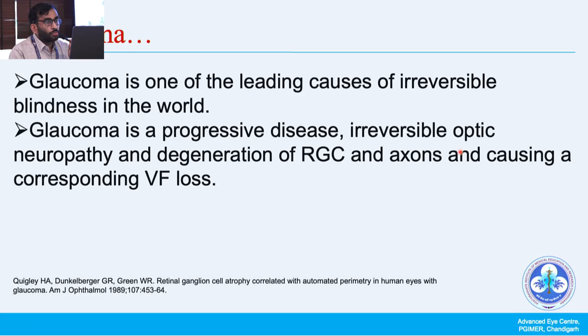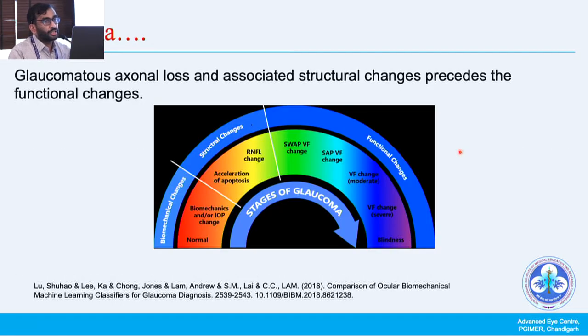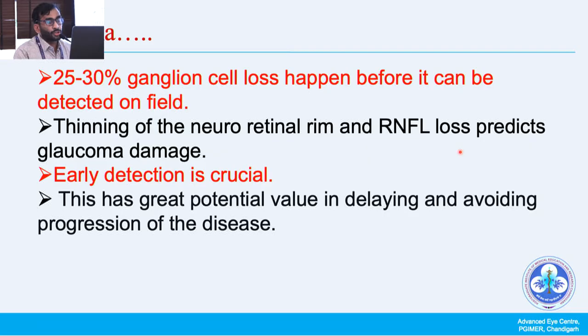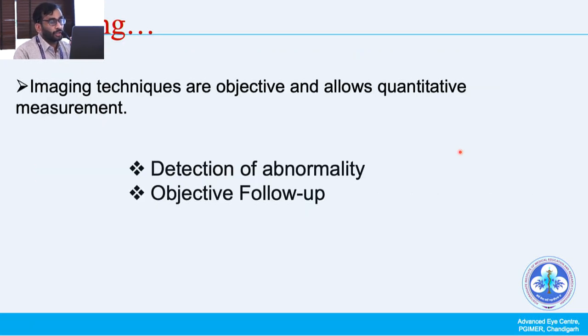So why glaucoma? Glaucoma is, we know, one of the causes of irreversible blindness worldwide, and it's a progressive optic neuropathy. And in glaucoma, structural changes always precede the functional changes, so like Fahim already mentioned, 30% of ganglion cell loss happens before it can be detected on a visual field. So you will have a good window if you detect very early. Imaging, he already brushed up on, can detect abnormality and is also objective. It will be useful for objective follow-up also.